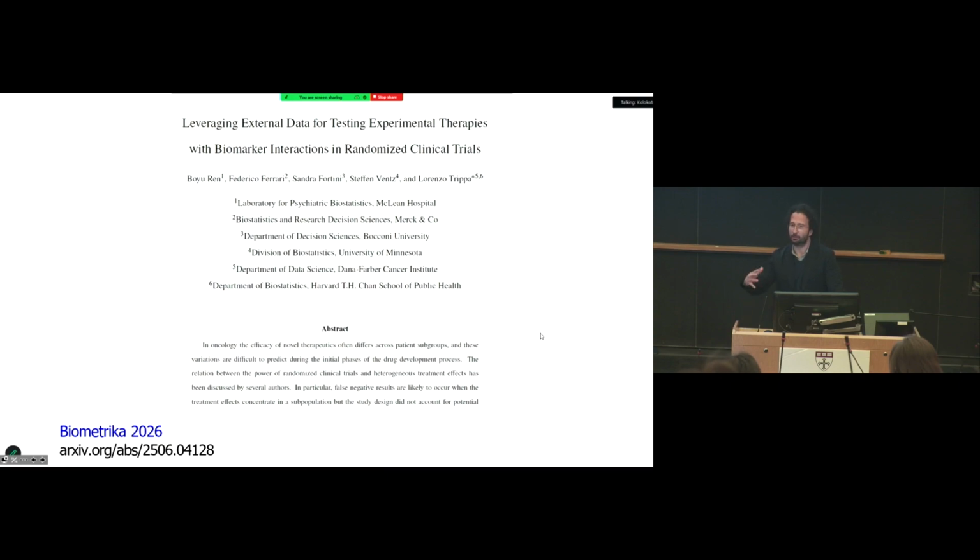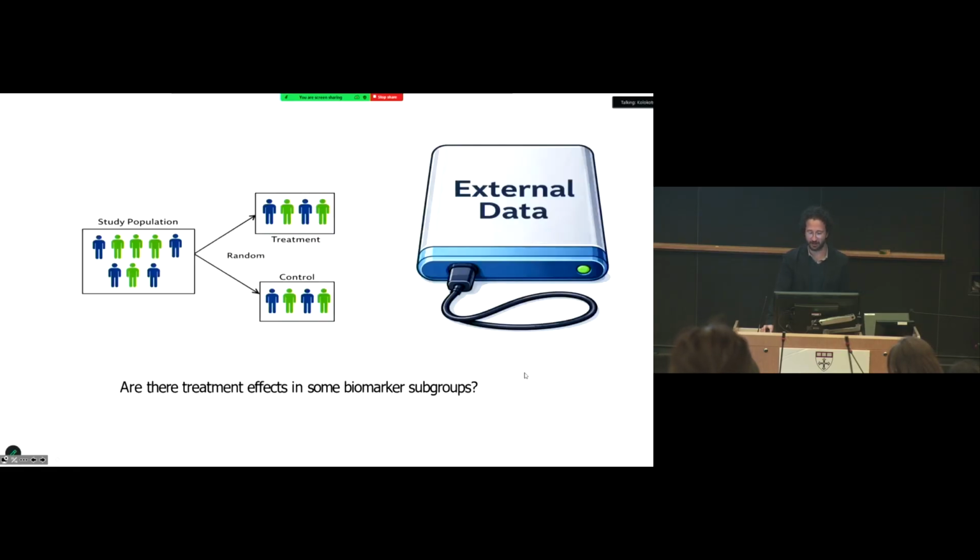And here we tried to propose a test that is robust. And here robust means that there can be unmeasured confounders or there can be measurement error in the external data, but still we are able to control the type 1 error. And when we have good quality external data, at the same time we have an improvement in terms of power compared to off-the-shelf standard approaches for testing drugs.